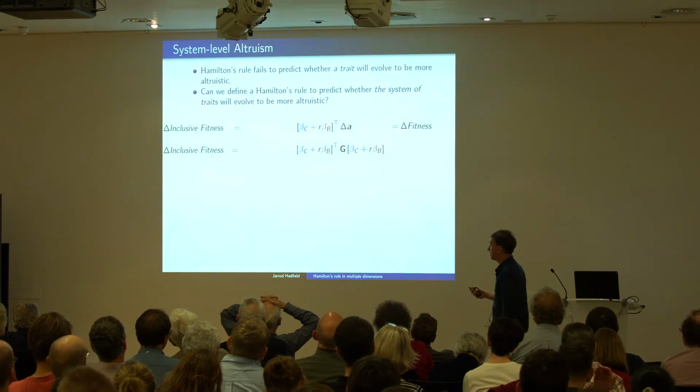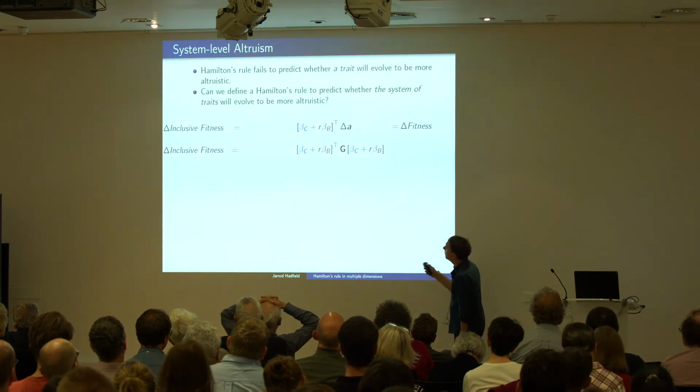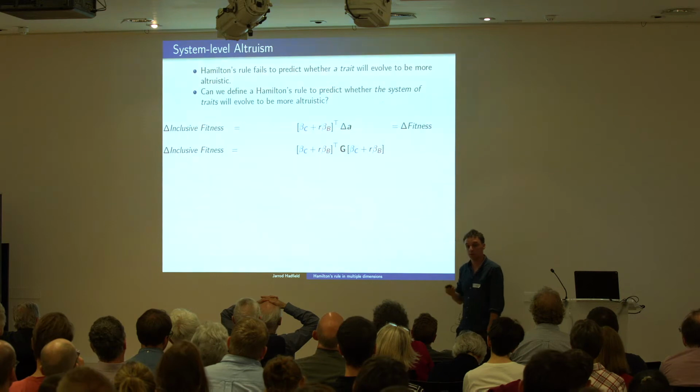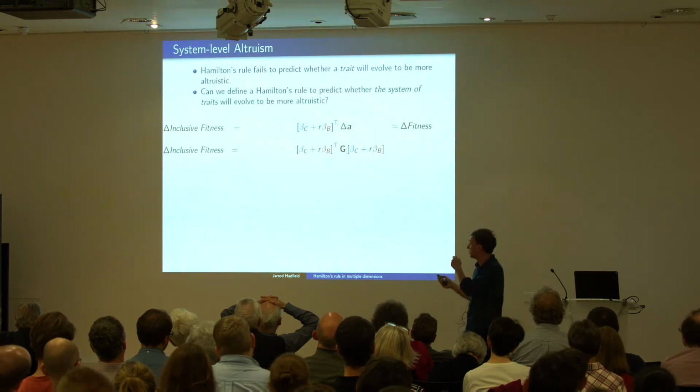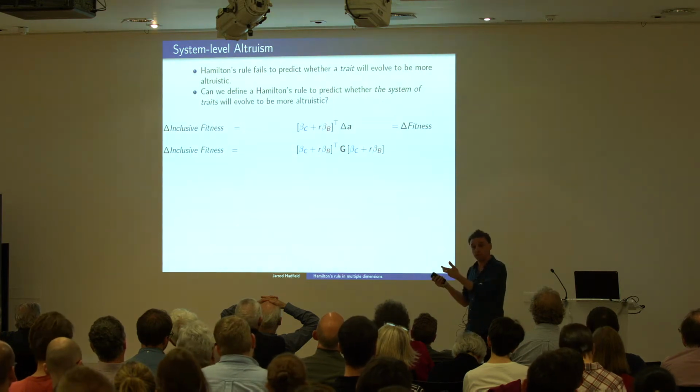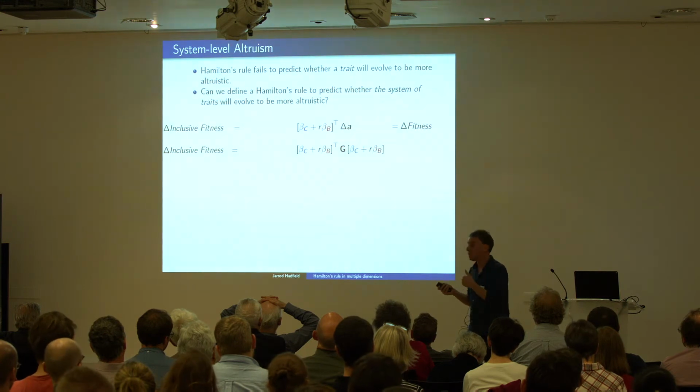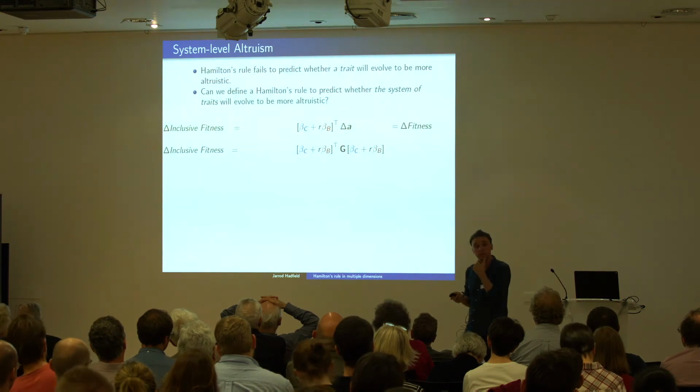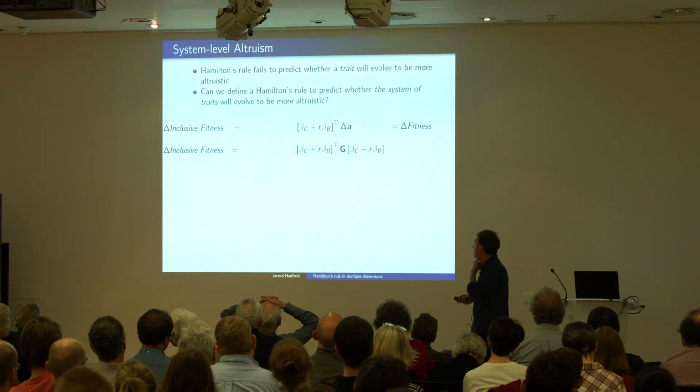And we end up with this quadratic form. And this tells you three things. The first thing, it's quadratic, so as long as G's positive, there's some genetic variance in the traits, inclusive fitness will always increase via evolution.